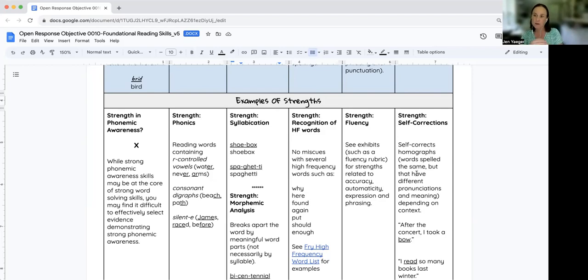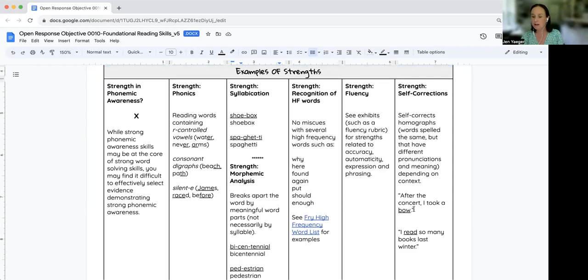And also, strength in self-correction would show you that the child is correcting based on homographs, words that are spelled the same but have different pronunciations. So for example, if the child said, after the concert I took a bow, that would be pronounced correctly, but it's not pronounced correctly in this context. They went back and corrected that to say bow. That would be correct. Or the child might say, I read so many books last winter. Oops, that doesn't sound right syntactically. That homograph needs to be changed to read, the past tense of read. So that would be a strength.